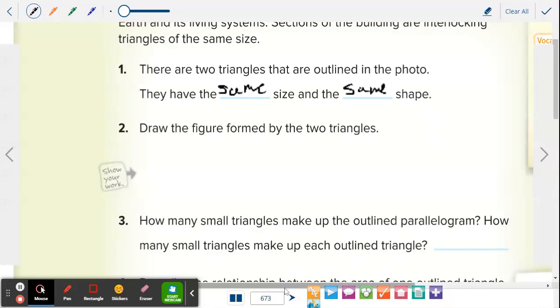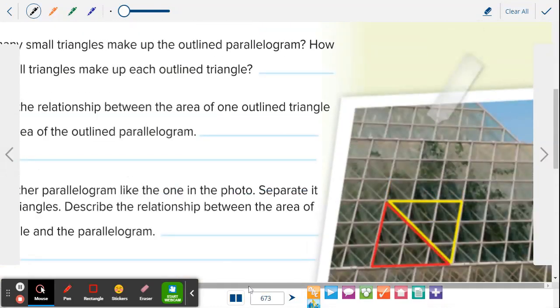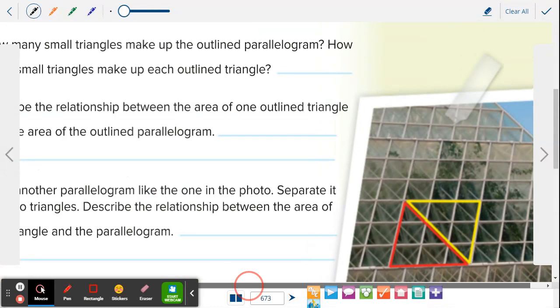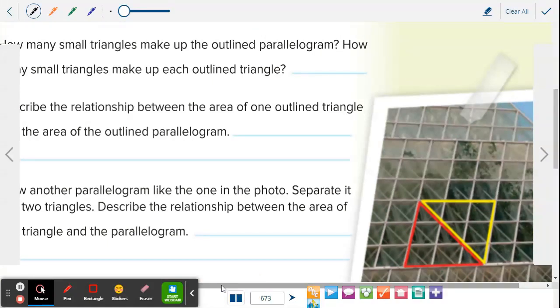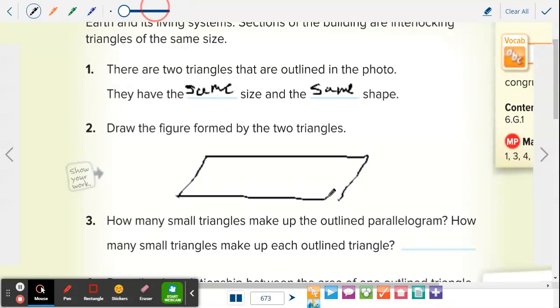Okay, so then they want you to draw the figure that is when they connect together like this. So what kind of figure is that? It's not a square. What would it be? Other than a square. There's other shapes. Not a rectangle. What did we talk about on Friday besides a rectangle? Parallelogram. So it's about like this.